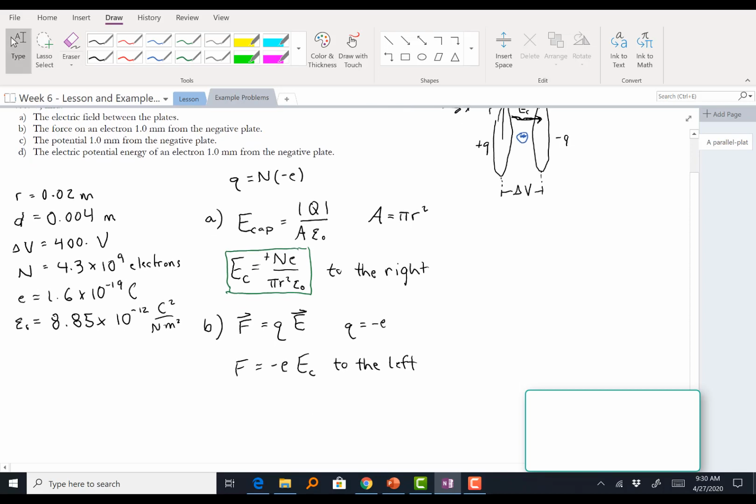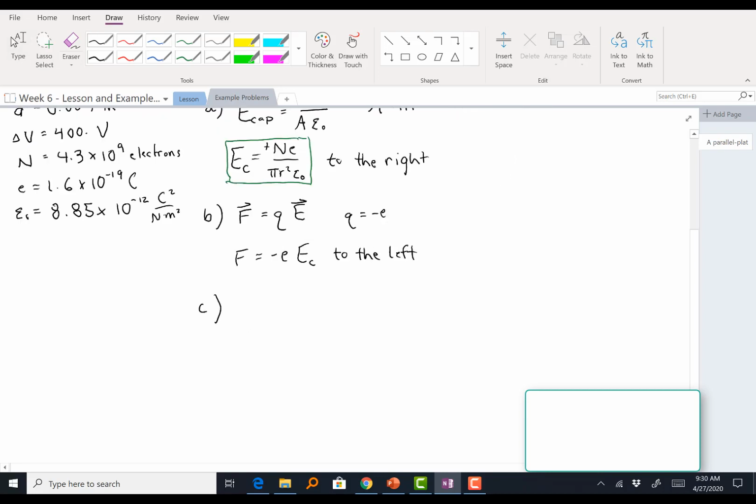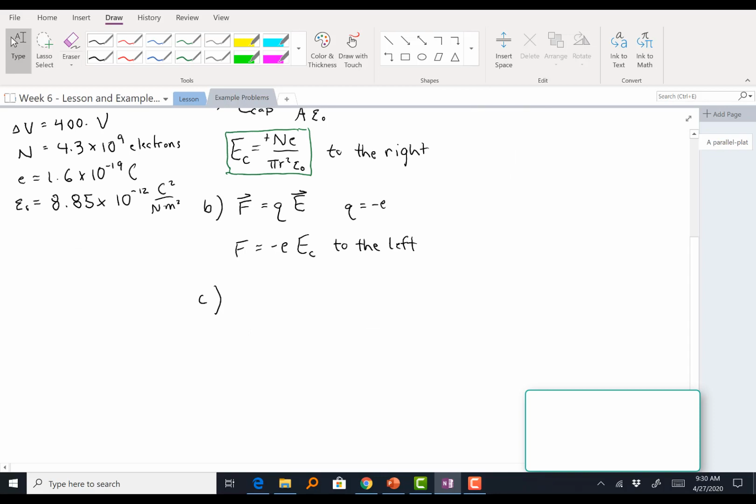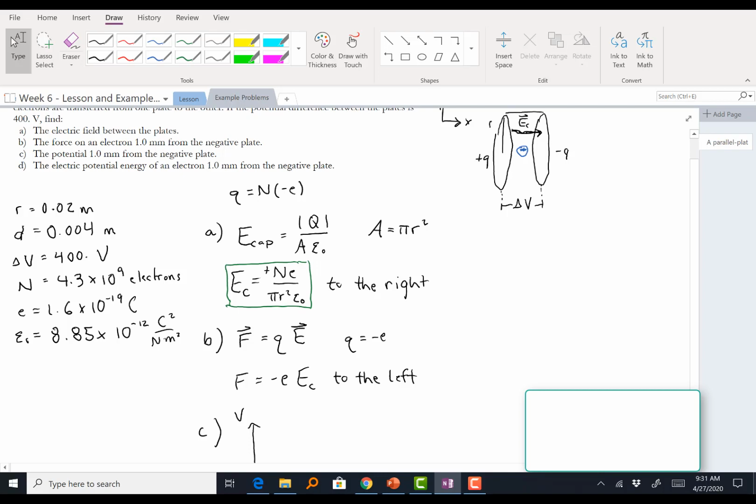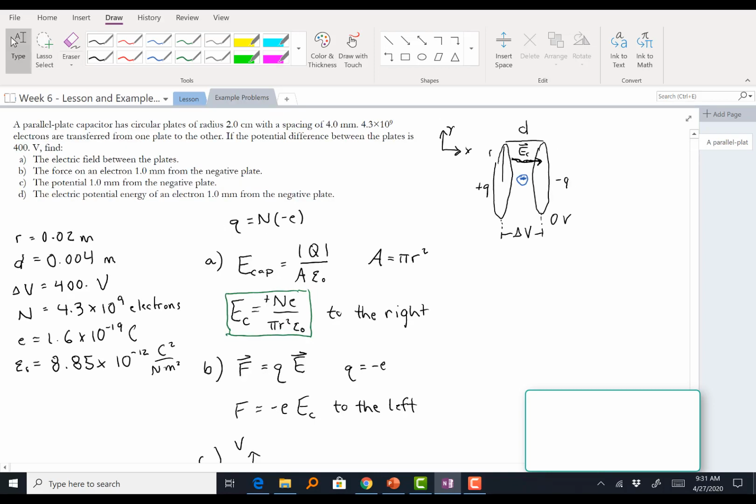Okay, part C, I'm looking for the potential 1 millimeter from the negative plate. So we talked about this a little bit already, but let's draw this graph again so that now that we've got a little bit more context we can see what we're talking about. In this case, we're looking at how it's going to change in the x direction, just based on how I've oriented my plates and the voltage. I really should have put these the other direction, 0 volts. I guess I can just switch this because I've been saying to the left and to the right.